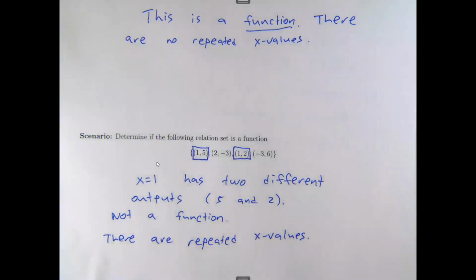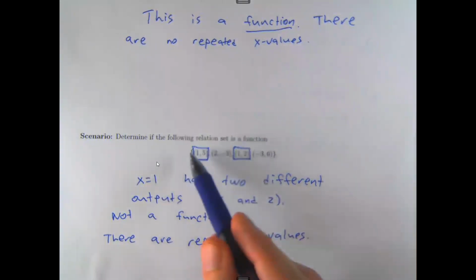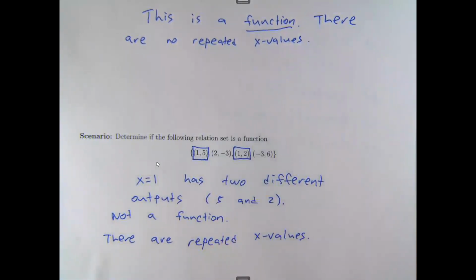If every input has exactly one output, I say it's a function. If there are no repeated x values, it's a function. If I am seeing that repetition, like this 1, 5, 1, 2 business, it's not a function. So that's the big difference when you're looking at relationships.